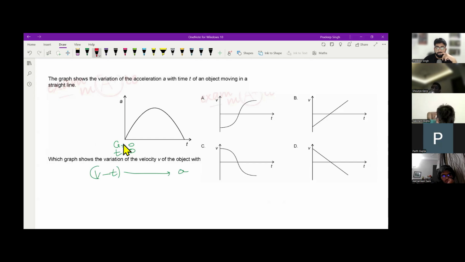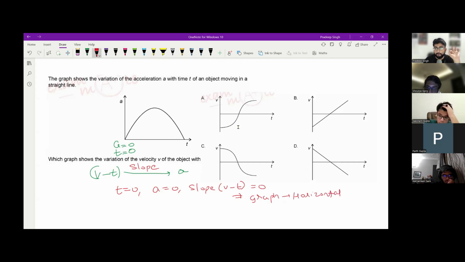If you have a velocity time graph, the gradient, or the slope, right? So at t equal to 0, acceleration is equal to 0, which means the slope of the velocity time graph should be 0 at the starting stage. Now, when the slope is 0, that implies the graph is horizontal. It's a horizontal straight line.